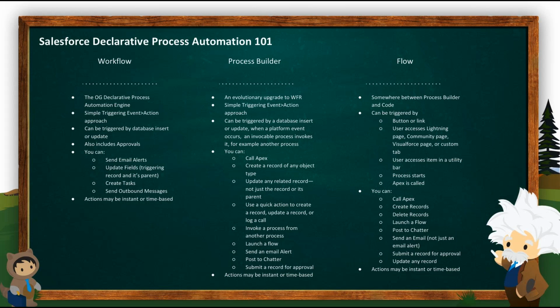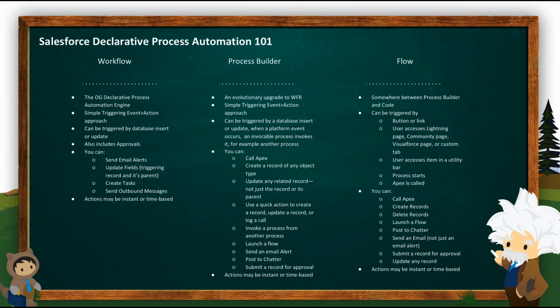Flow can call an Apex. They're best friends like that. And so again, what can you do? You can call Apex, create records, delete records, right? We haven't seen that one pop up, so that's something new and possibly exciting and scary. A flow obviously can launch a flow. You can post to Chatter or send an email, and not just an email alert. And there is a technical difference between an email alert and sending an email. A little bit of it's just vernacular. You can submit a record for approval or update any record.